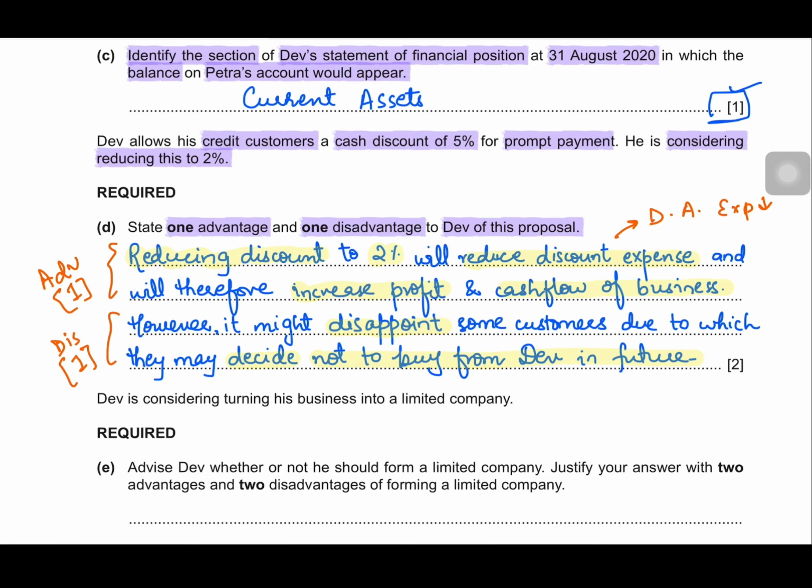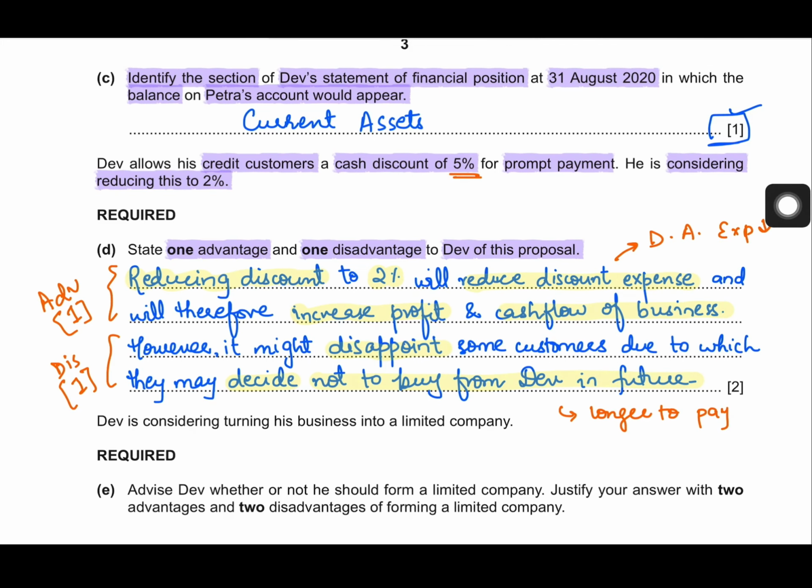Moreover, if you don't want to write this point, you can also write that some customers might take longer to pay the amount that they still owe, because previously they were getting more incentive, a 5% discount, but now since it has been reduced, they might not even consider that discount too much, right? They might want to pay the full value and delay the payments, because 2% might not matter to them at all. Right, so it's totally up to you, but make sure that you put across your point clearly and for the marks given to you, right? So for 2 marks, 1 advantage and 1 disadvantage.